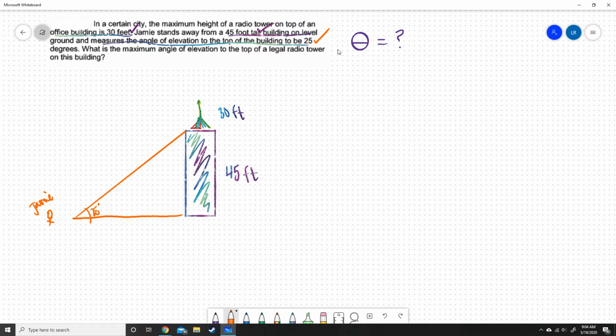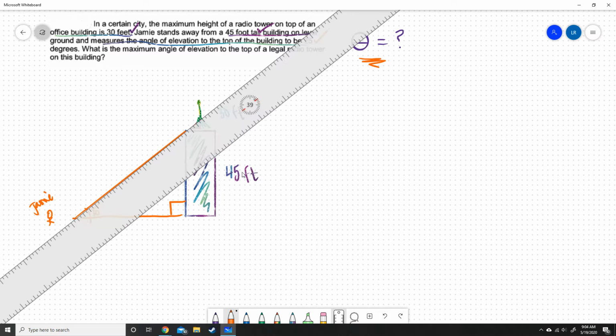Now this is a right triangle. Your building is hopefully perpendicular to the ground, otherwise it might fall. It's got some structural problems. And so because it's perpendicular to the ground, this is going to be a right triangle. This is going to be 25 degrees. But I thought we were solving for theta. If it gives us 25 degrees, what are we solving for? Oh, we're solving for the angle of elevation to the top of the radio tower.